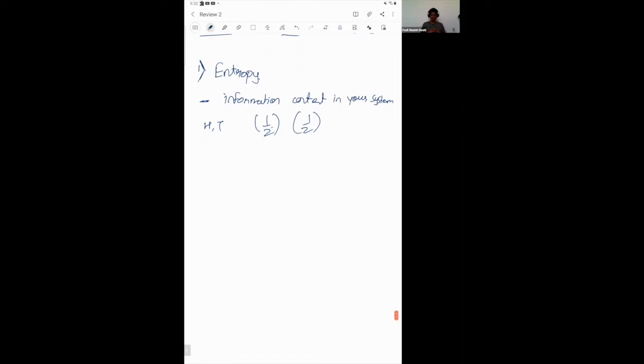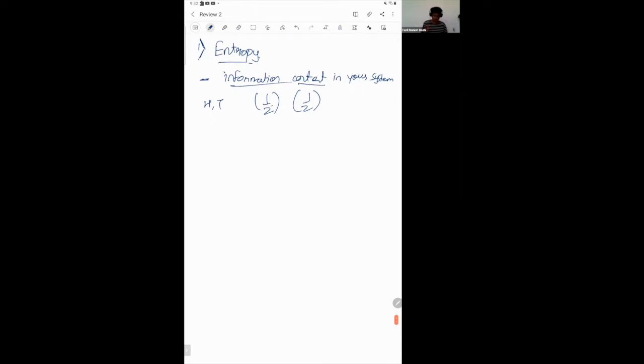What Claude Shannon did was properly formalize this notion of information content using entropy. First, I would just write down the formula.